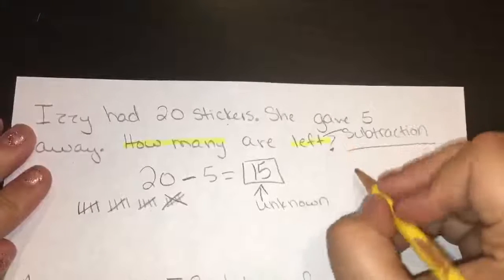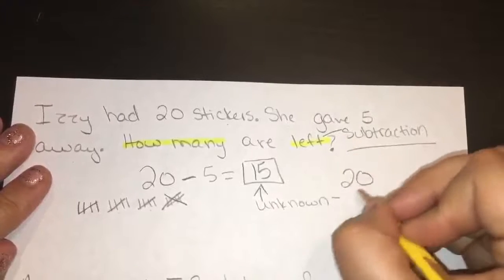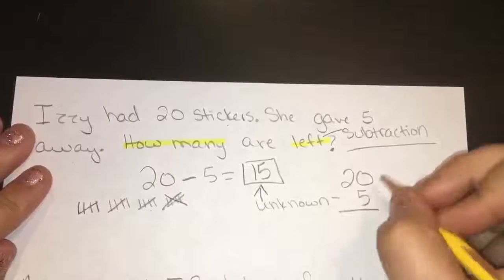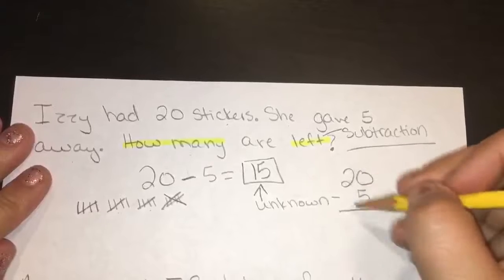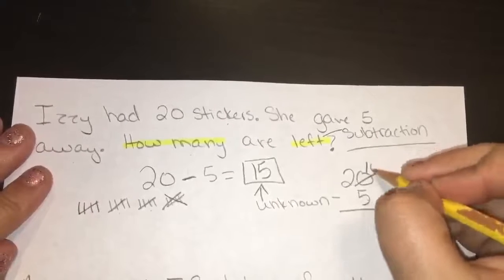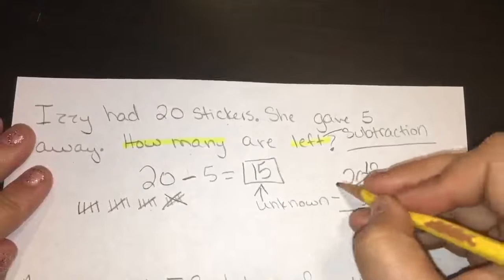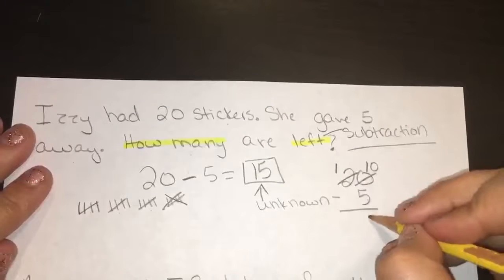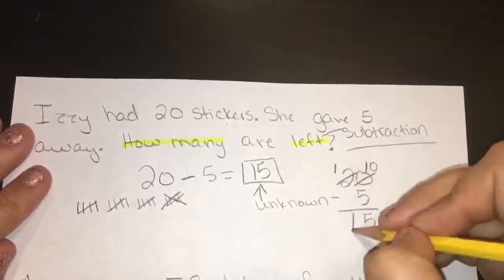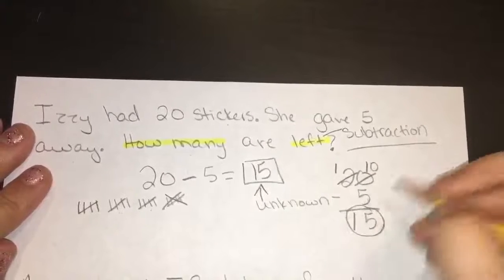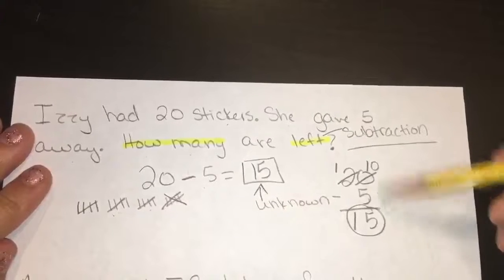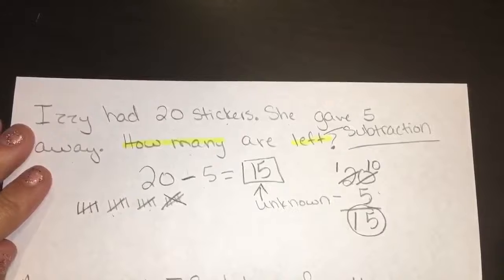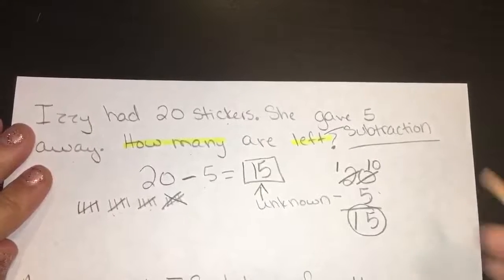Okay, now let's double check our work over here. So remember, more on bottom, we take from our neighbor. So 10 minus 5 is 5, and that is 1. So we've gotten, with our picture, number sentence, and double checking our math, the same answer of 15. So that is the correct answer.